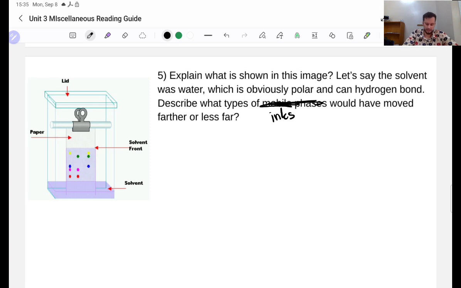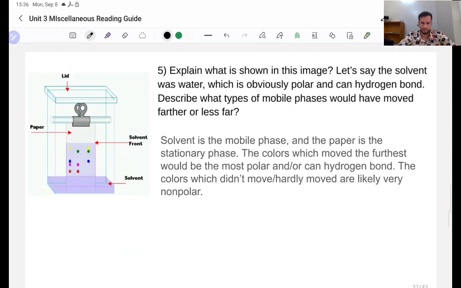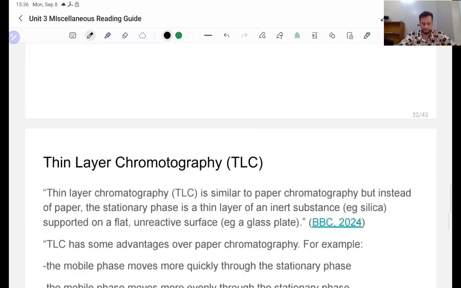So you should say these inks would move the farthest, and that means that they are the most polar and or can hydrogen bond, and so interact the most with water. So the solvent is the mobile phase, the water, and the paper is the stationary phase. The colors which move the furthest would be the most polar and or can hydrogen bond. The colors which didn't move or hardly moved are likely very nonpolar.